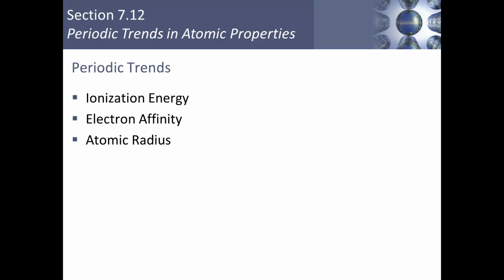Chapter 7 is wrapped up by looking at some trends in several atomic properties and relating those trends to the periodic table and how the elements are laid out in the periodic table. The trends we'll look at are ionization energy, electron affinity, and atomic radius.